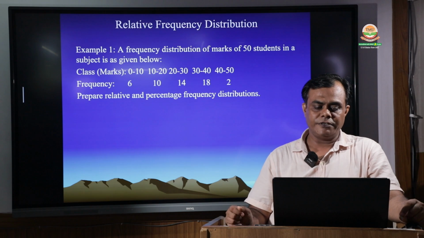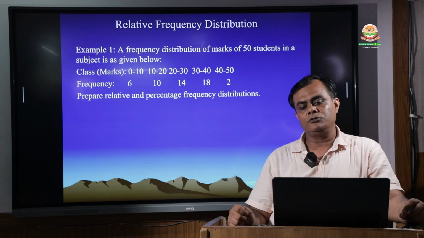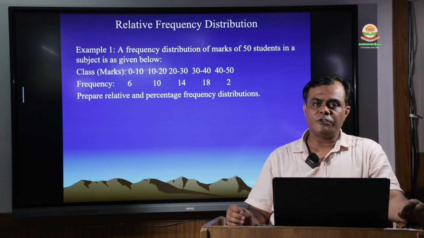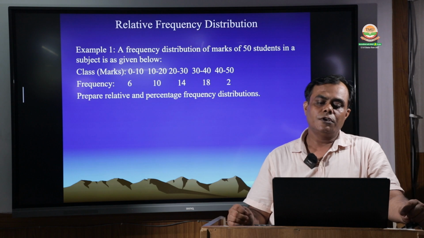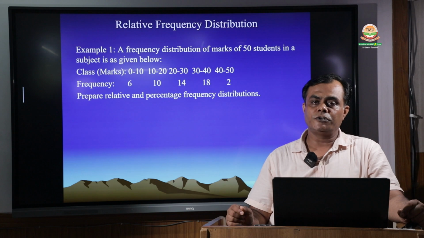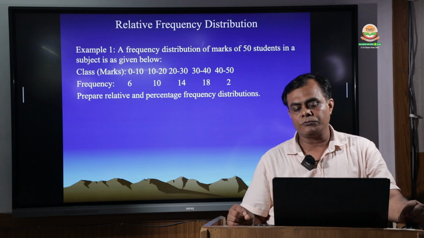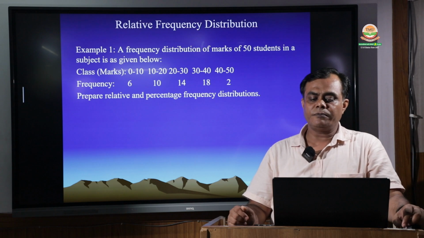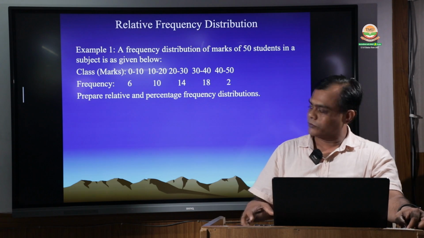So the class intervals are 0 to 10, 10 to 20, 20 to 30, 30 to 40 and 40 to 50, and the frequencies are: for 0 to 10 it is 6, for 10 to 20 it is 10, for 20 to 30 it is 14, for 30 to 40 it is 18 and for 40 to 50 it is 2. So prepare a relative and percentage frequency distribution.